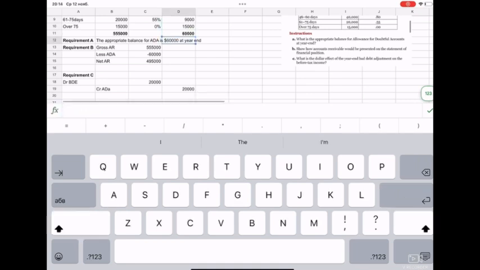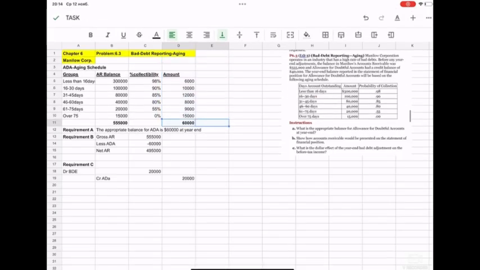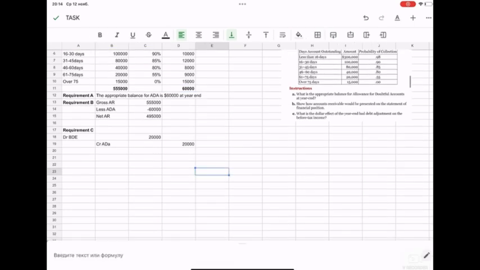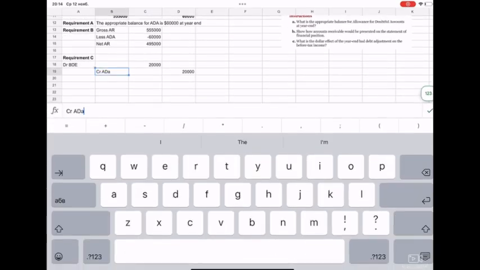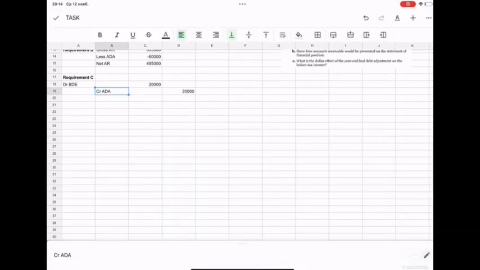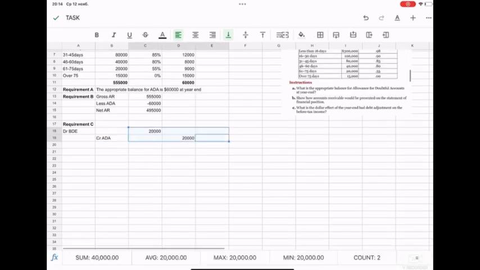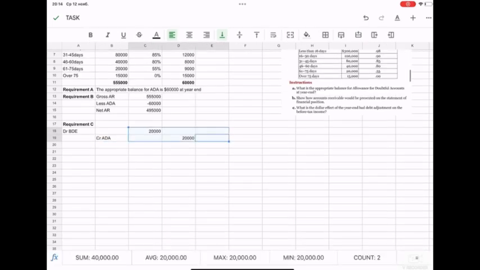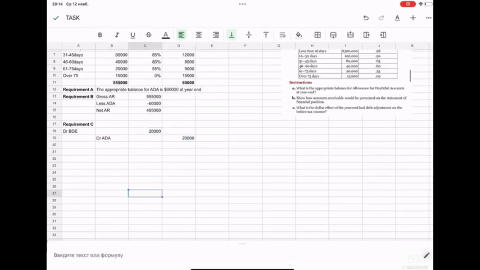I also can prepare the adjusting journal entry. Here you can see it. We debit bad debt expense at 20,000 and credit allowance for doubtful accounts for 20,000. In this entry, I recorded the estimated uncollectible accounts for the period and increased the allowance account to the required balance. We had 40,000 and it had to be 60,000. And it follows the matching principle, which means we recognize the expense in the same period as the related sales.